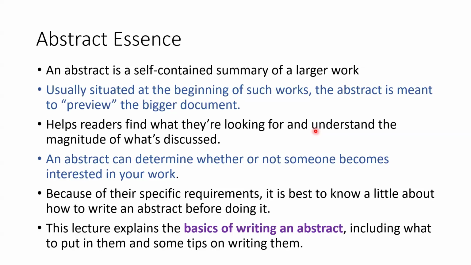So the fourth bullet point: an abstract can determine whether or not someone becomes interested in your work, right? Whether your work gets noticed, accepted, or cited depends on the quality of your abstract. If a reader of your paper doesn't like the way that you have written the abstract, or if they find that the abstract is not complete, not well written, they might not read the paper. If they don't read the paper, they will never adopt what you have written. Your write up would be wasted, right?